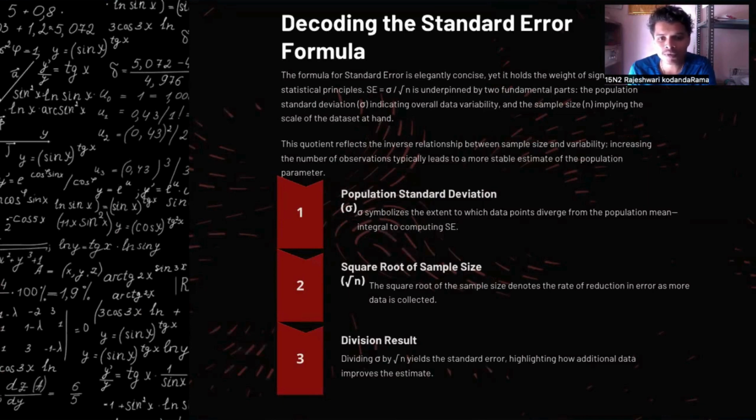The first one is the population standard deviation, sigma. Sigma symbolizes the extent to which data points diverge from the population mean, integral to computing SE. The second one is the square root of the sample size, root over n, where n is the sample size. The square root of the sample size denotes the rate of reduction in error as more data is collected. The third one is the division result. Dividing sigma by root over n yields the standard error, highlighting how additional data improves the estimate.